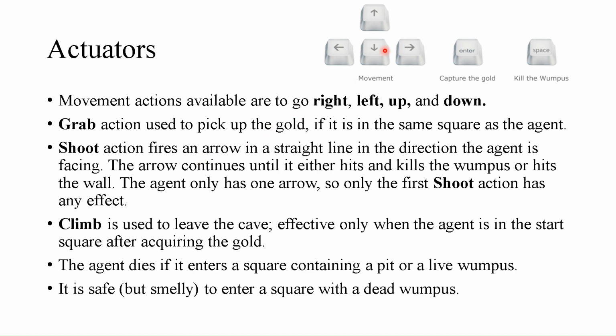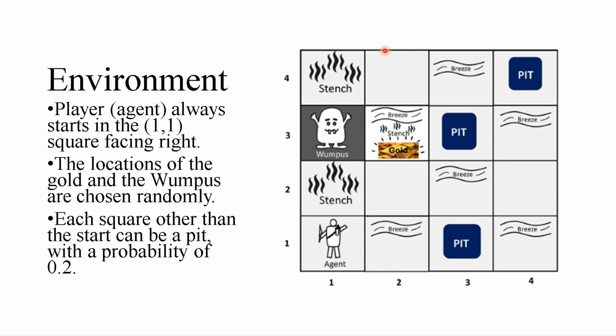Suppose you're at like 1, comma 1 and you just shoot immediately. Since you're at the beginning and you're facing the right, what's going to happen is if you're lucky and the Wumpus is right next to you, it will kill it, you get 10 points. If not, which is more likely, it's going to continue until it hits the wall at 4, comma 1. And after that, you just lose 10 points because you didn't kill a Wumpus.